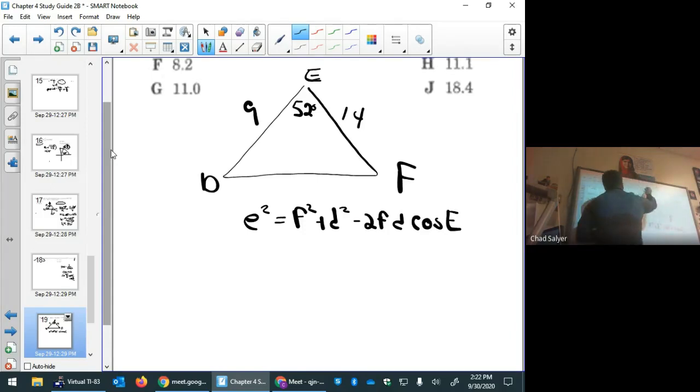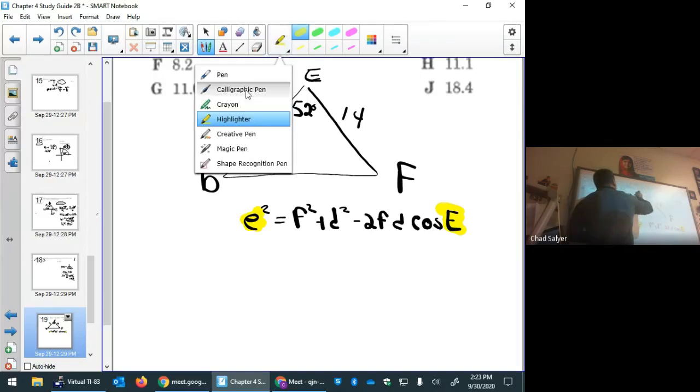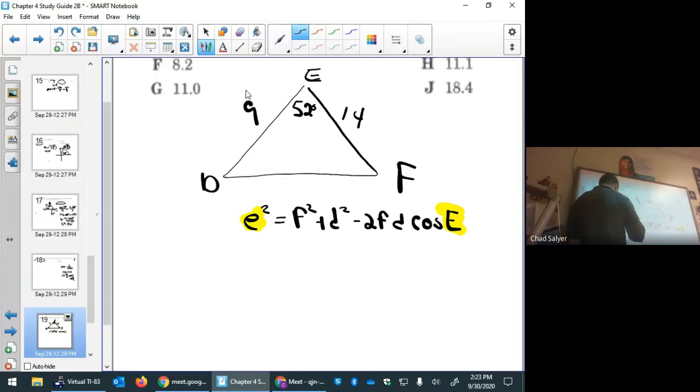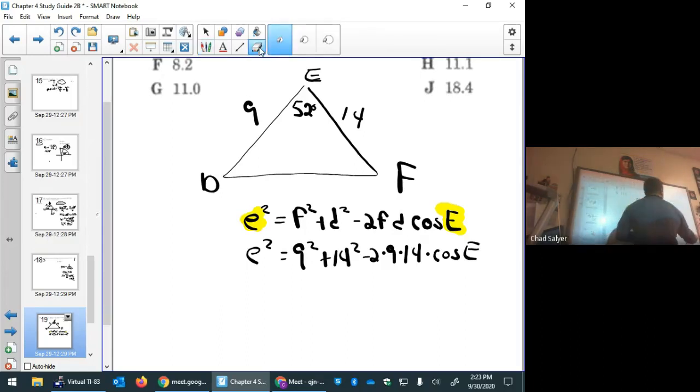And in case you didn't notice, whatever variable you pick here, that's the angle that winds up here. And there's a pattern for the other two sides. So hopefully you guys can see that. So if we plug things in here, we get our unknown side E is equal to 9 squared plus 14 squared minus 2 times 9 times 14 times the cosine of angle E, which is 52 degrees. I'll go ahead and plug that in.